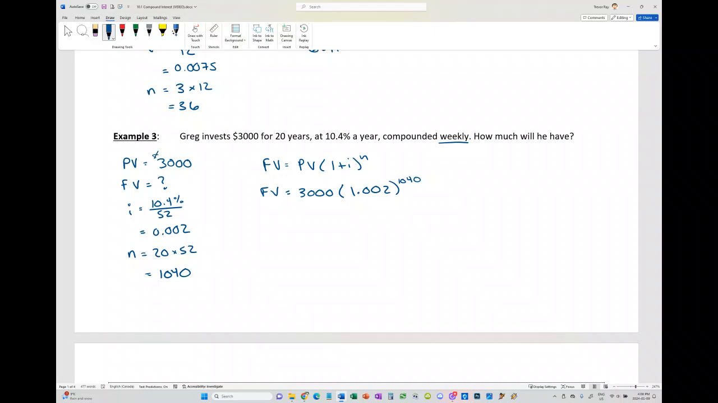So what's happening is our i gets smaller when we compound more often, but our n gets bigger. So we have a smaller base, but a bigger exponent. They kind of cancel each other out. Not exactly, which is why we do this method, but approximately.